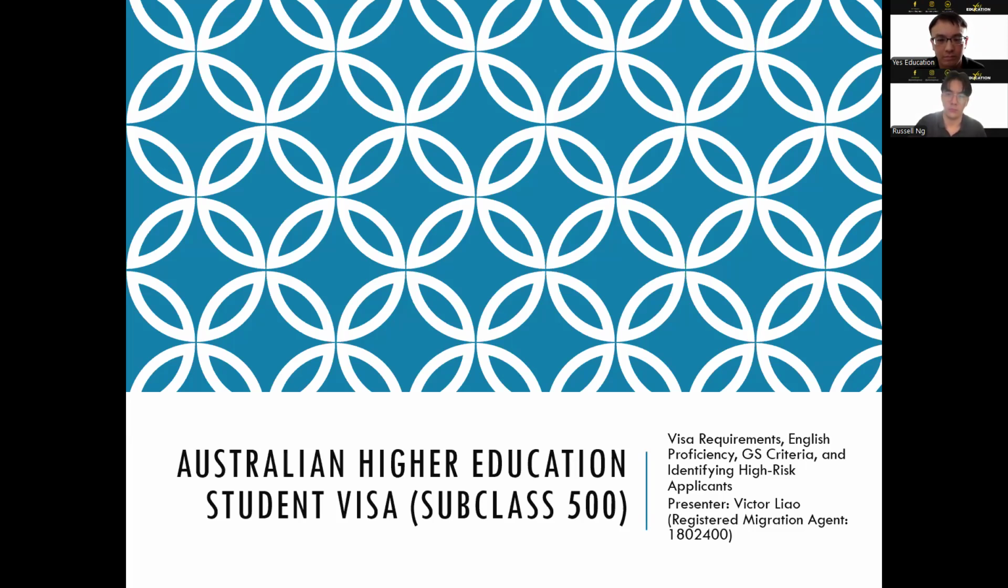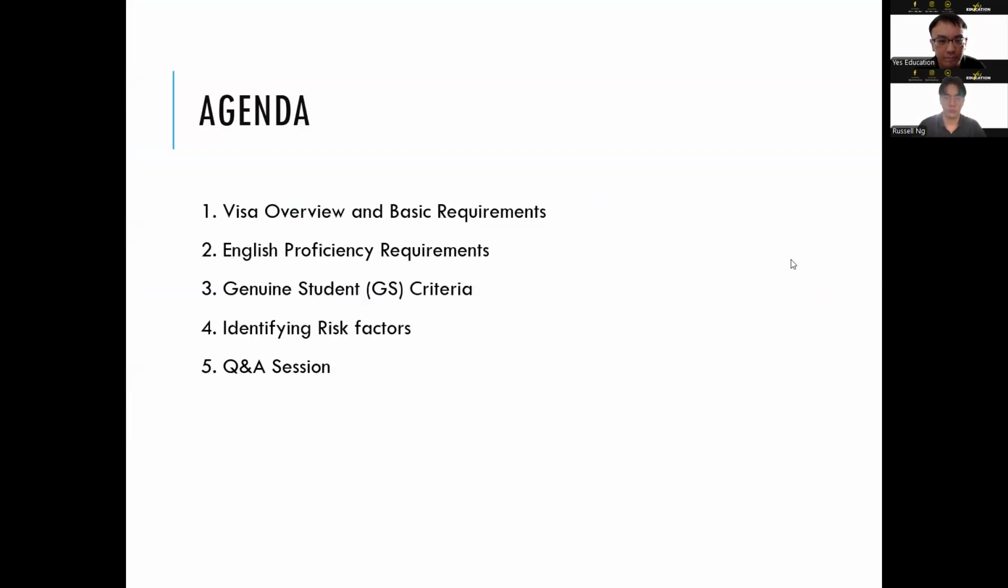The reason we're doing that is because there have been some drastic changes recently with the Australian Immigration Department, and they have taken a big cut on the other sectors of the education application. That makes the higher education sector the remaining major part of student visa applications. So for today's agenda, we'll mainly have five parts.